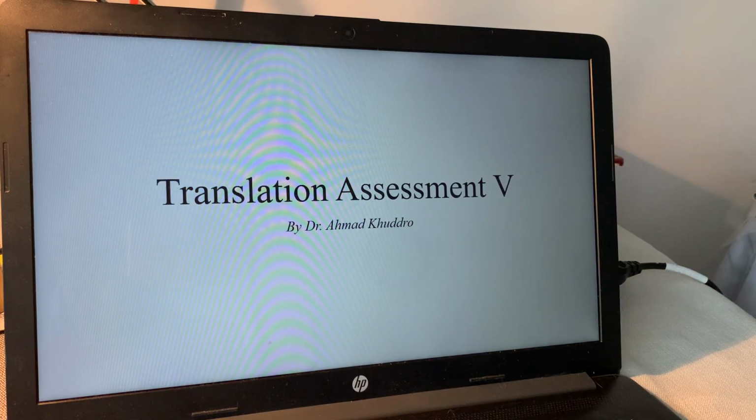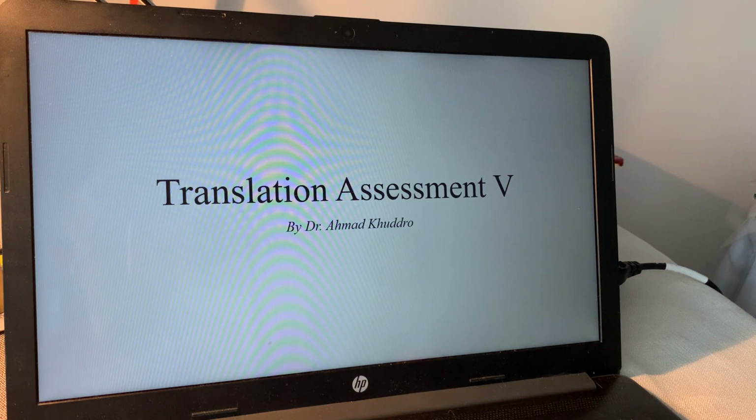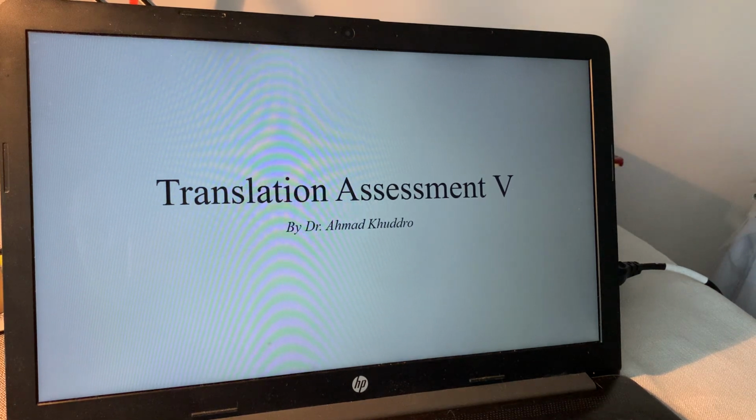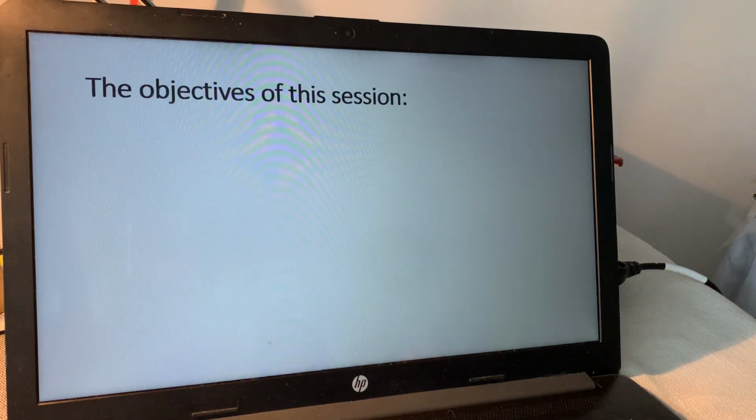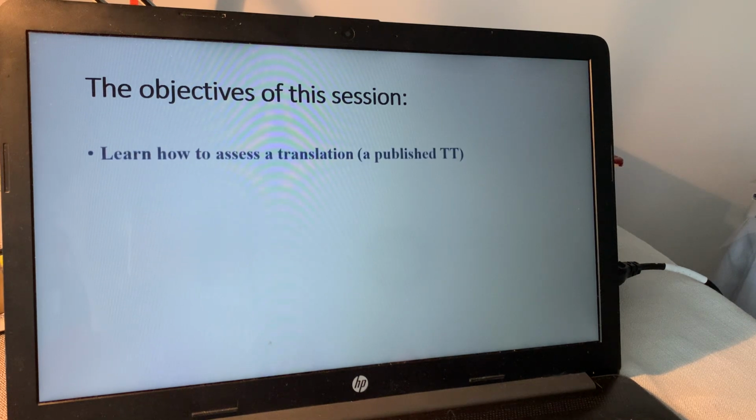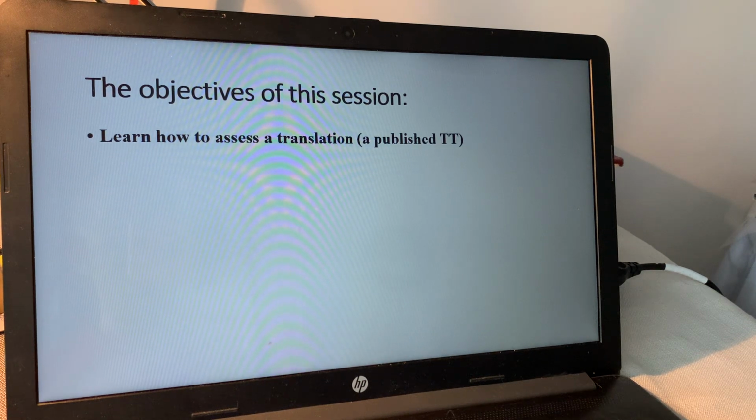This translation assessment is number 5, and it's going to be split into 5 parts as well, because of the fact that it's a bit long. And I've noticed some of the viewers did not spend more than a few minutes watching some parts of the video, so that's why. Now, this particular assessment, there will be objectives for it, objectives of the session.